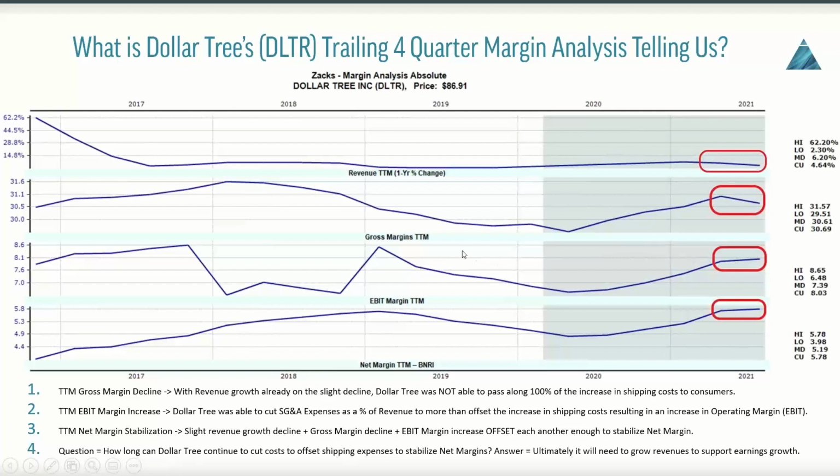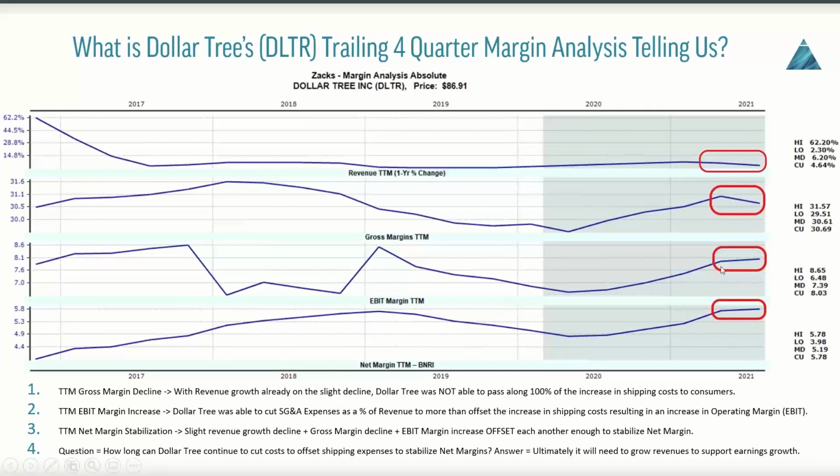And what I want everybody to see right out of the gate is this gross margin decline, right? We already knew that. We've spoken of this, right? We know that Dollar Tree is having problems with their shipping costs, and it's leading to a gross margin erosion. But what you didn't necessarily know is that the revenues on a trailing 12-month have actually trended down as well. So obviously, Dollar Tree was not able to pass along those increased shipping costs as their revenues were trending down, okay? That obviously led to the gross margin decline.